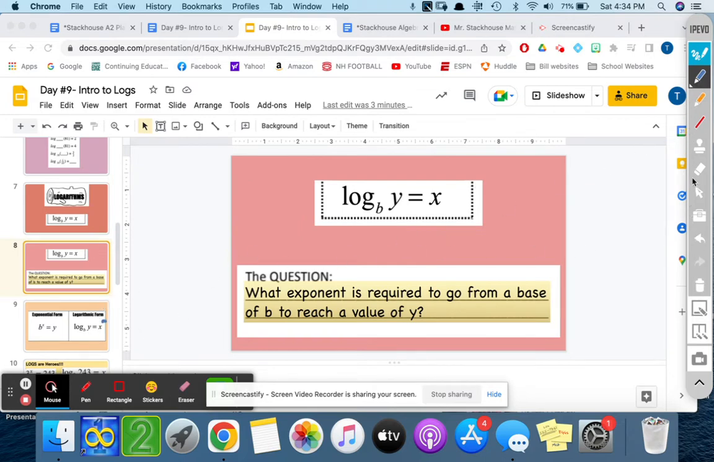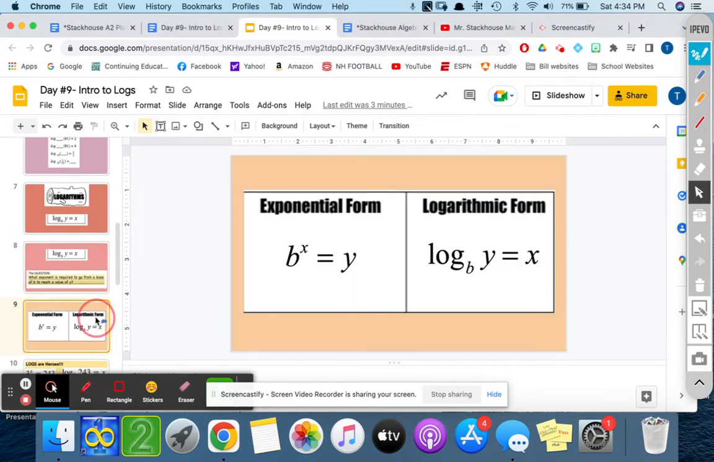Logs have two different forms, or exponents have two different forms. There's logarithmic form, so if you see the word log, or exponential form, because we have x in the exponent. You can go in between these two forms and convert, and they're going to be the exact same thing.